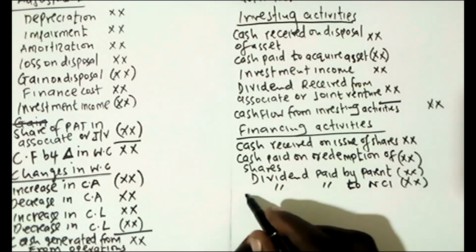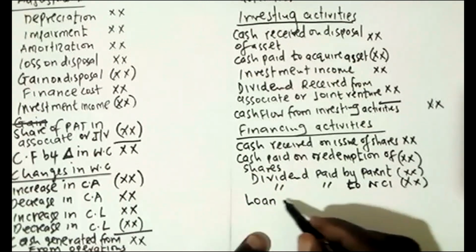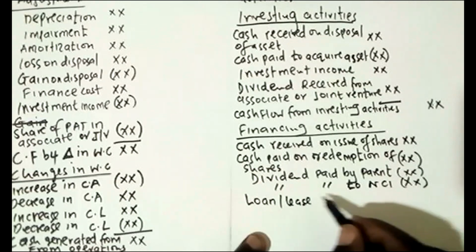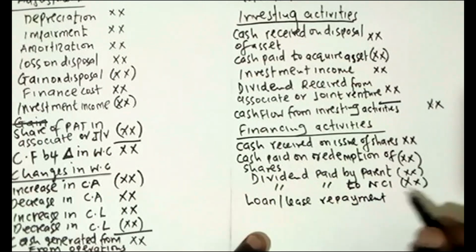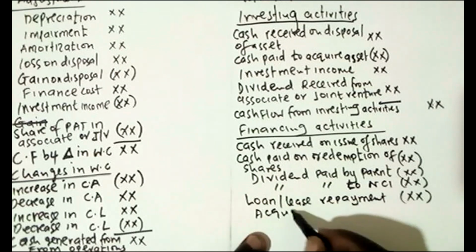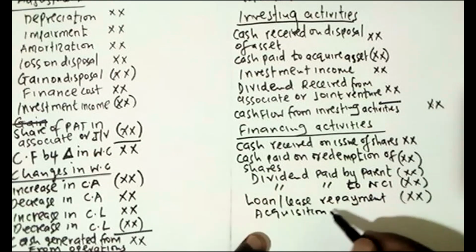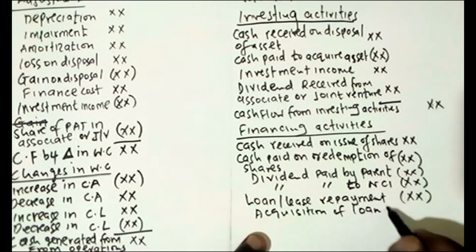After that, we consider either loan repayment, or we can even have acquisition of loans. So if you acquired loans, you can see I have considered those items.